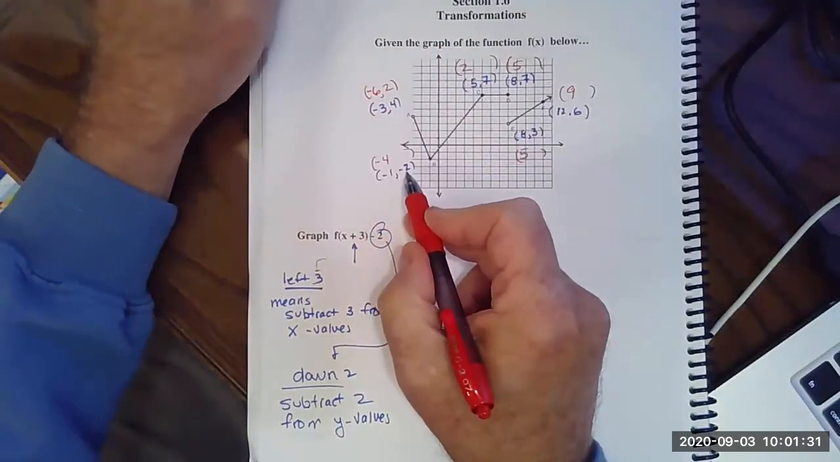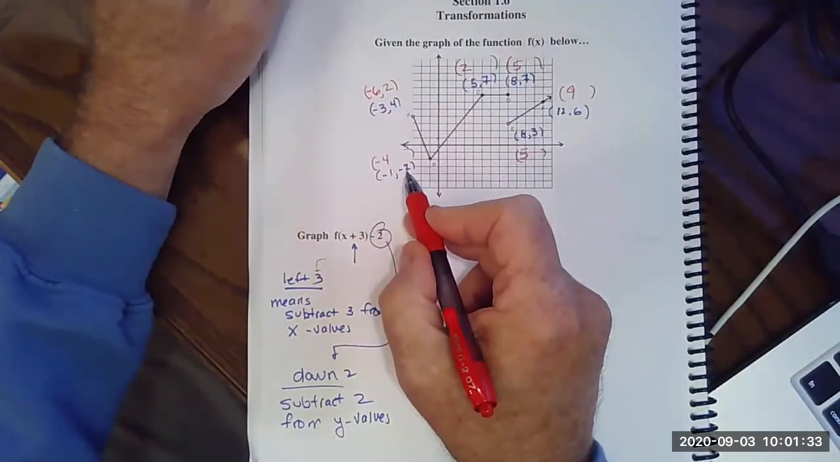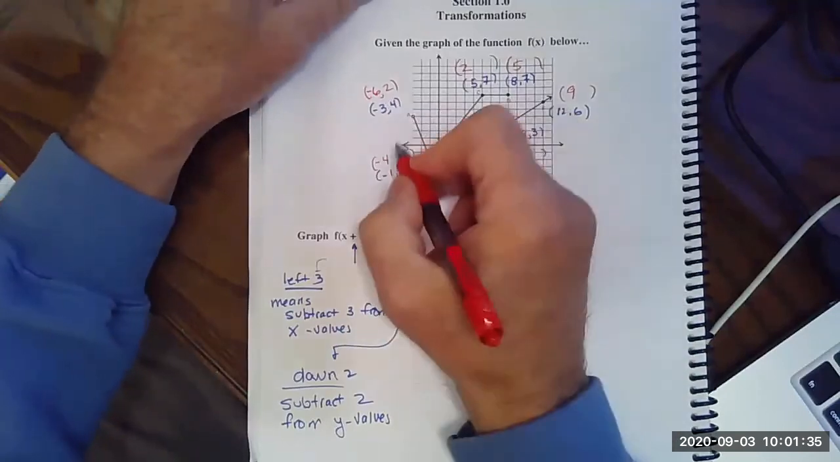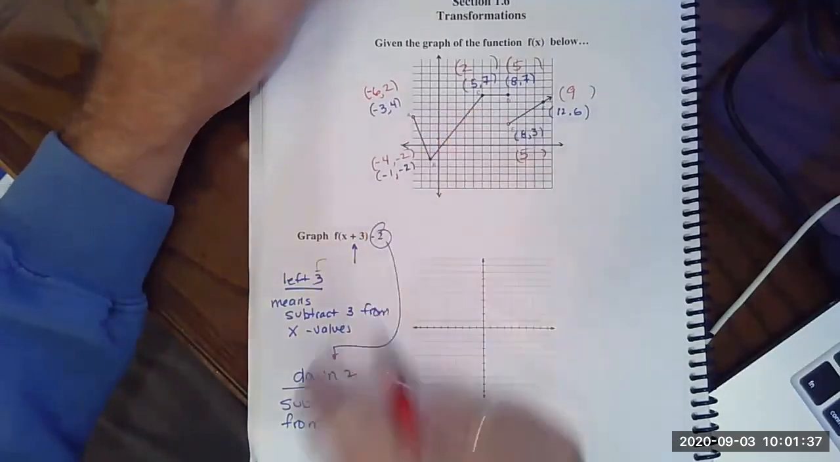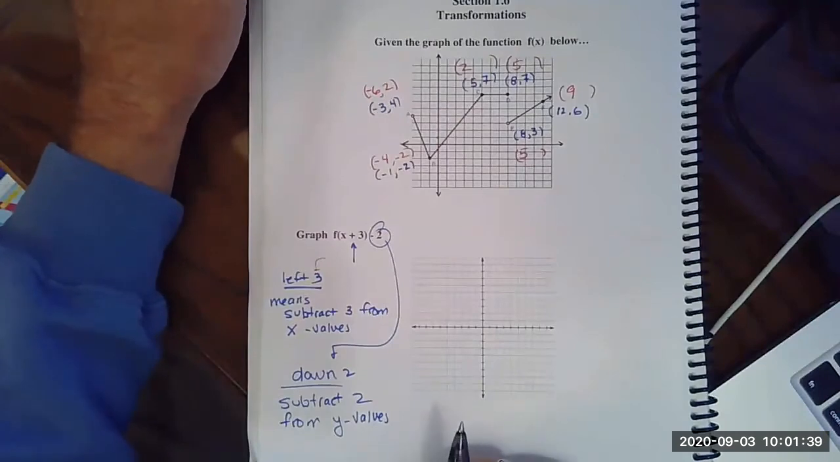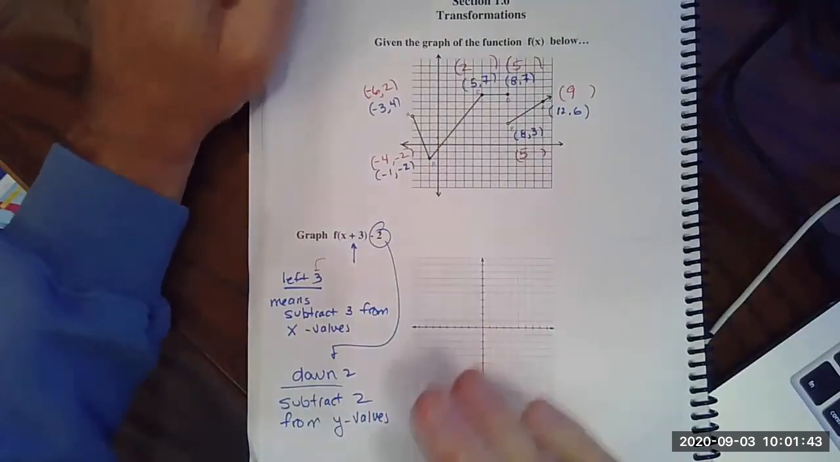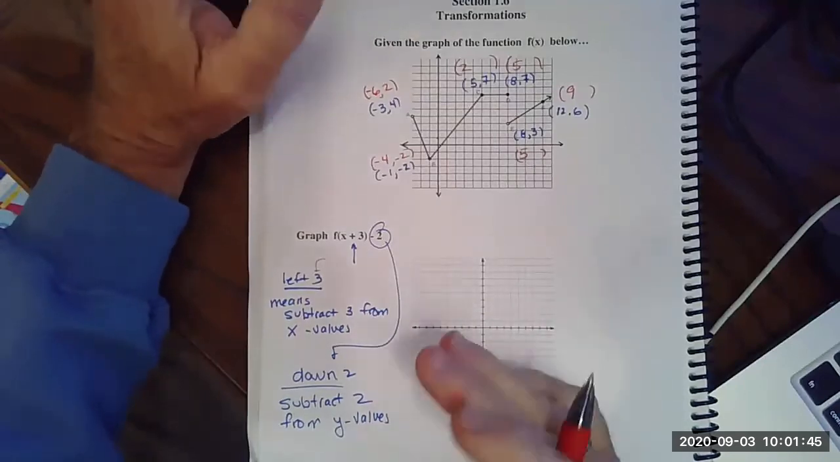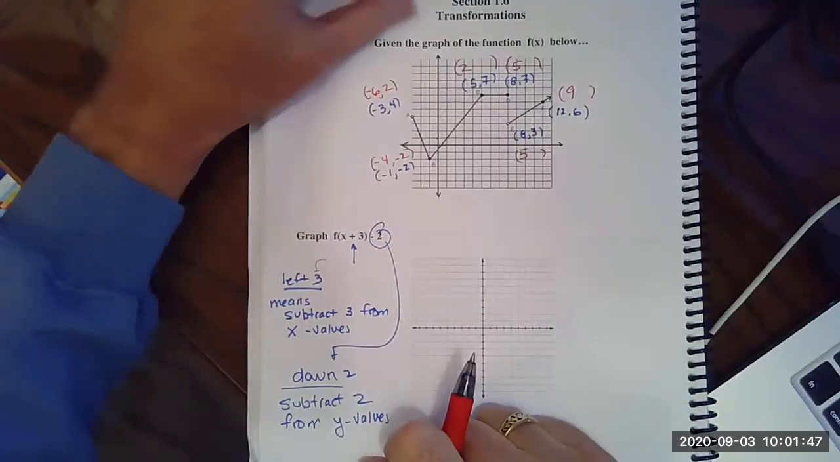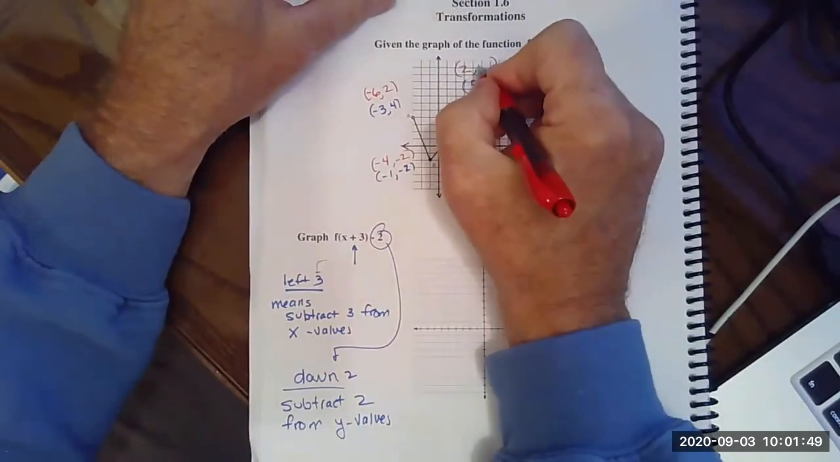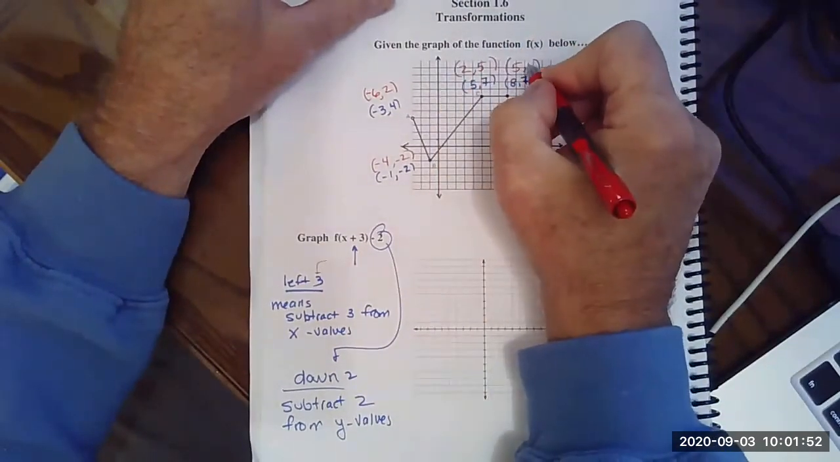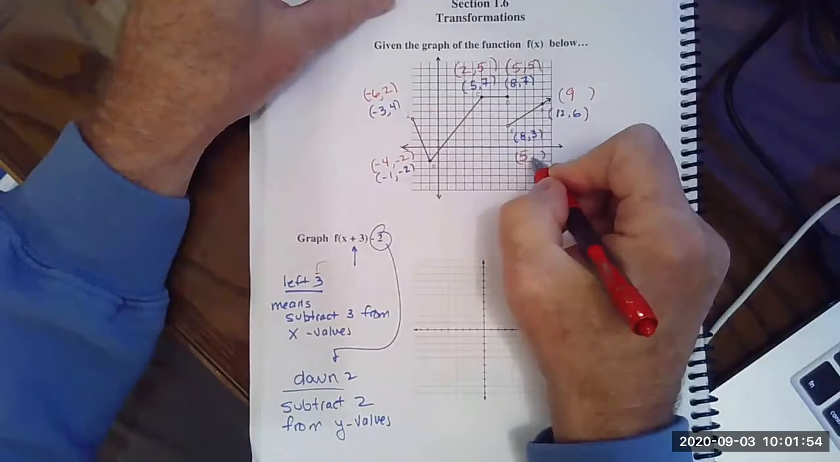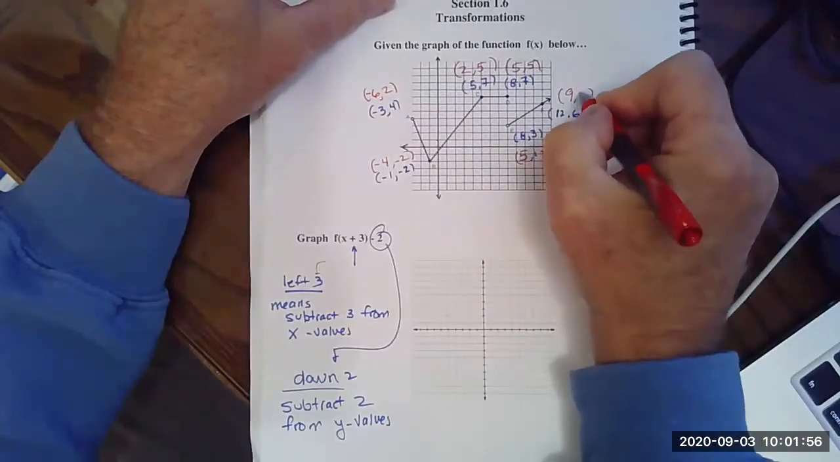Okay, this is a little harder in your head. -2 subtract 2 is -4. So got to be careful of that. And if you need to, just use your calculator. You type in -2 subtract 2 and hit enter. Don't have to trust your mind because sometimes I daydream and I screw it up. 7 subtract 2. 3 subtract 2, and 6 subtract 2.